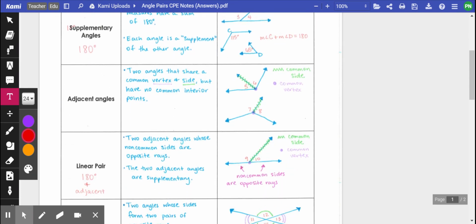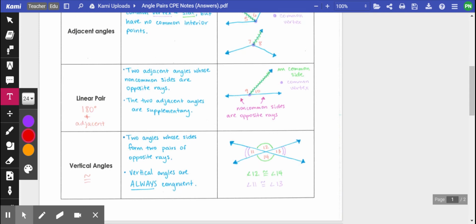A linear pair occurs when we have two angles. They are supplementary and they are adjacent to each other. So this is one of those cases where it has to meet both types of criteria. They have to be both supplementary and adjacent to each other. So they're always going to look like this diagram here.